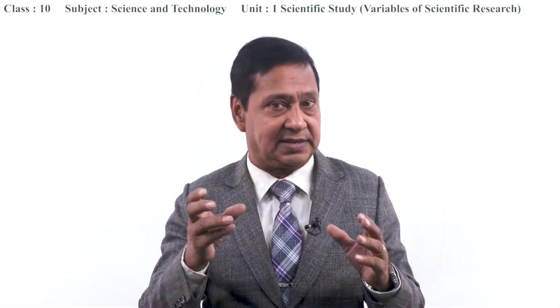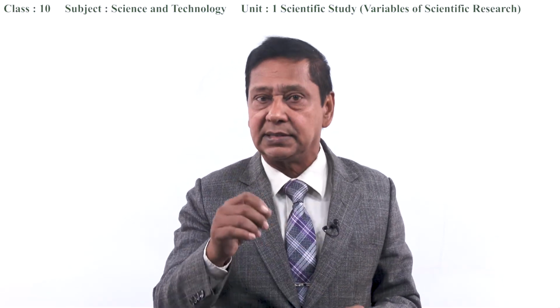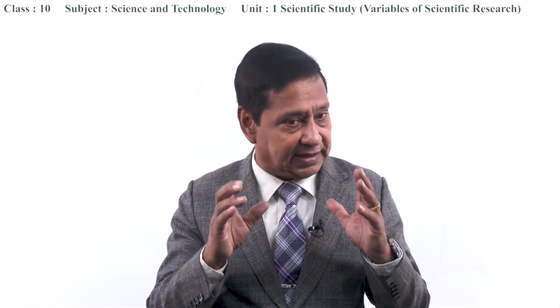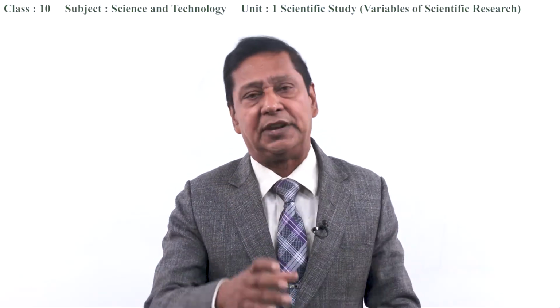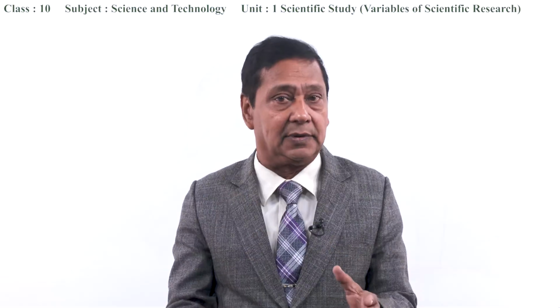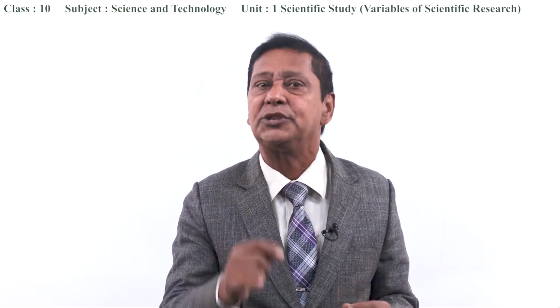This is the first class of the subject Science and Technology, and this is of Unit 1, and the name of the chapter is Scientific Study. Today we are going to focus on variable, different types of variable, and the relation between the variables, and this is the first part of scientific study.